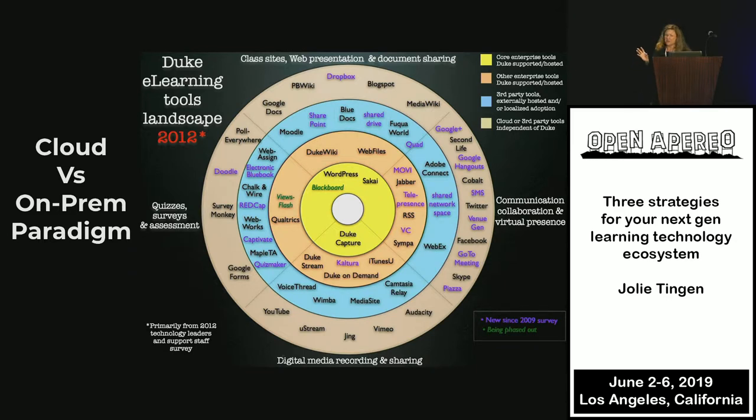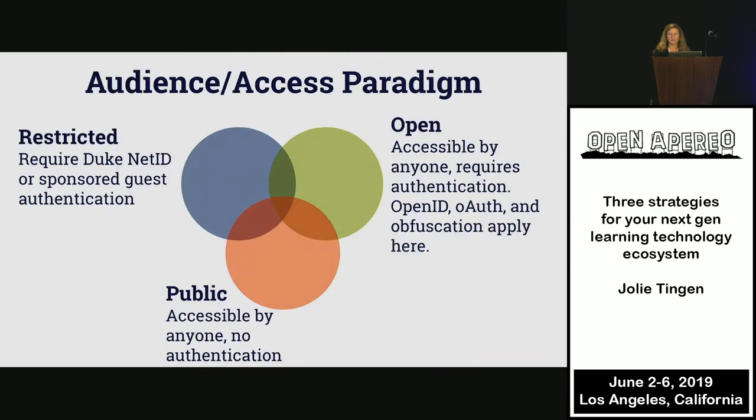A lot of this is focused around local versus cloud as well, like what maybe we're hosting in-house and what people are using outside of the university. Sort of related to that, though, is how are people accessing these tools? We have people who are formal Duke people. They have a NetID. When they log in, we know who they are. It's all part of our single sign-on system, Shibboleth.